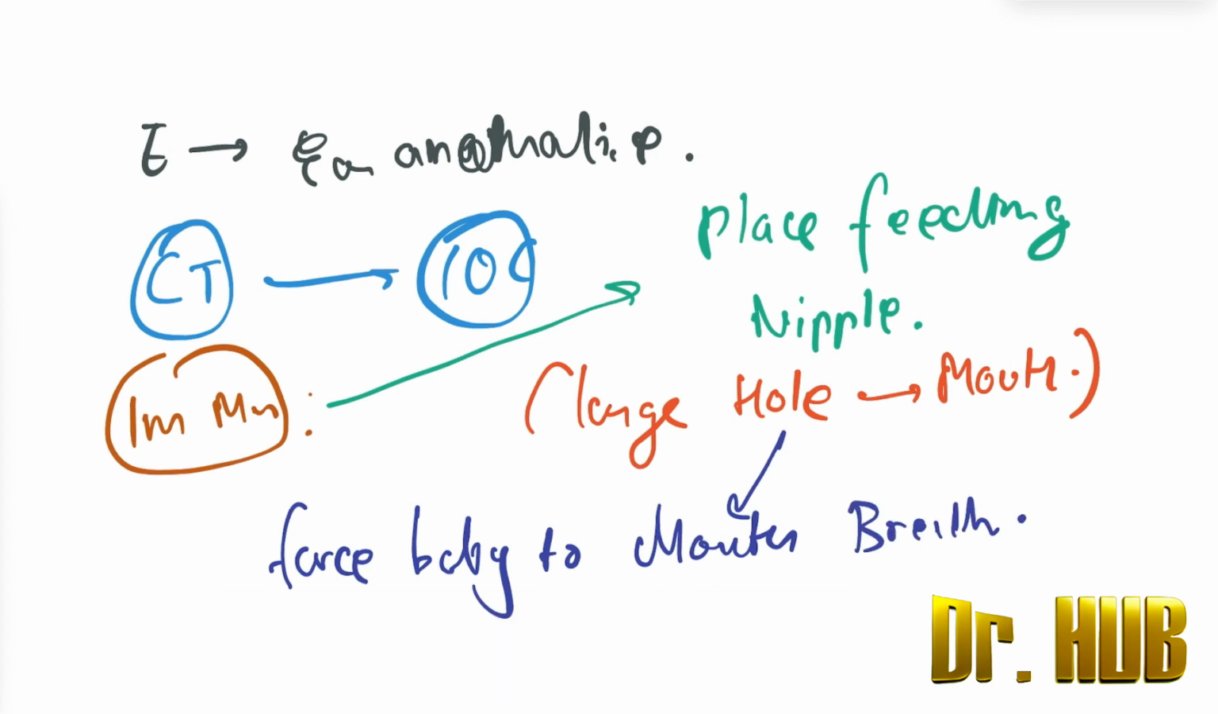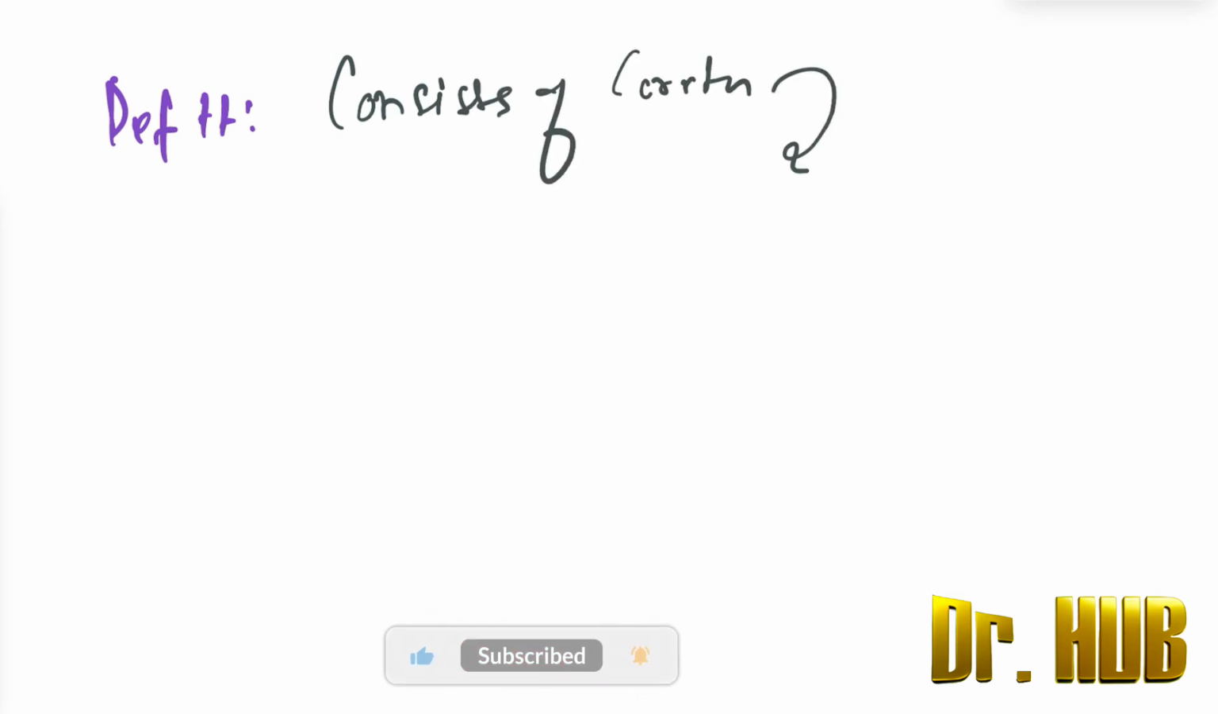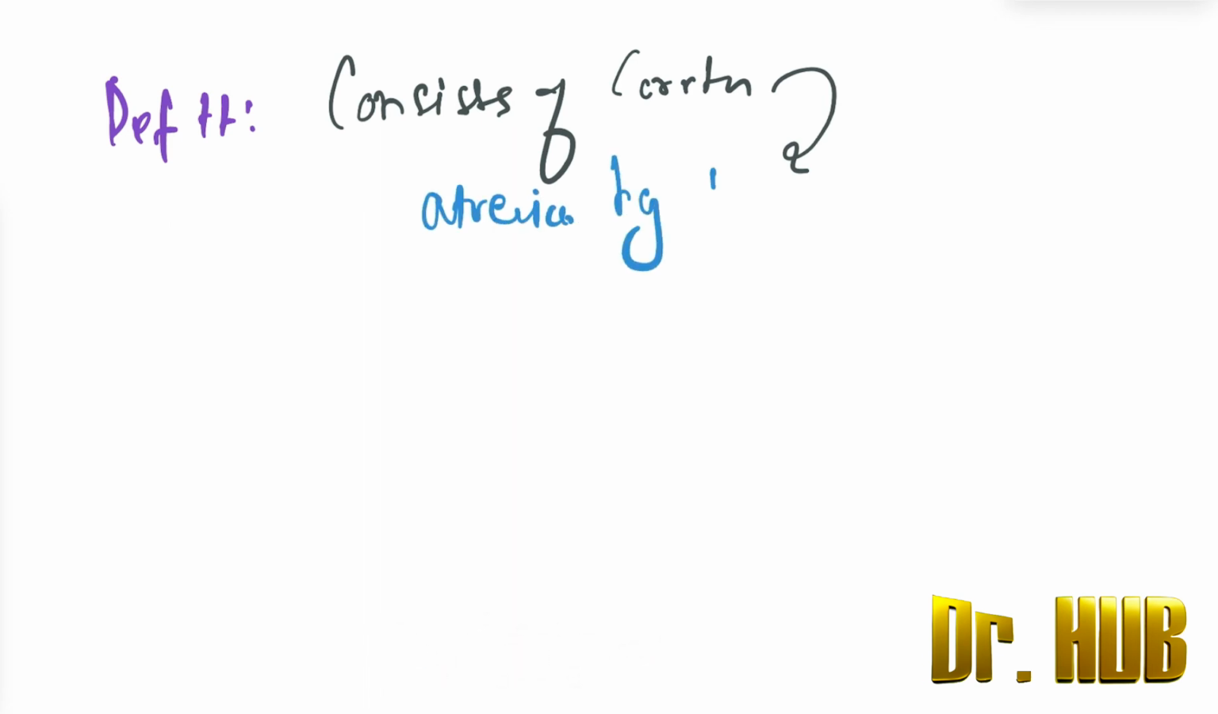Next, we are looking at the definitive treatment. What happens in case of the definitive treatment? Definitive treatment consists of correction of the atresia by a transnasal or transpalatal approach.